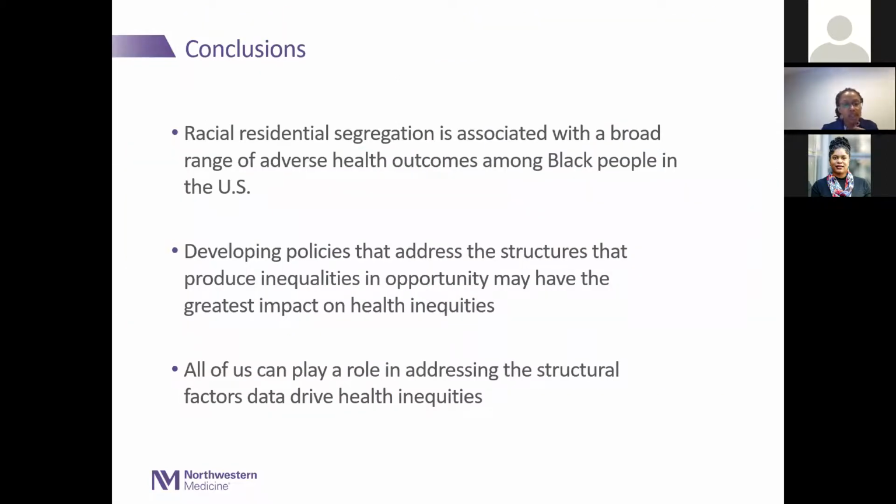So in conclusion, racial segregation is associated with a broad range of adverse health outcomes among Black people in the US. Developing policies that address the structures that produce inequalities in opportunity may have the greatest impact on health inequities. So the pervasive ways in which segregation influences a host of outcomes through all these different risk factors suggest addressing those root causes like segregation may have the greatest impact on health inequities.